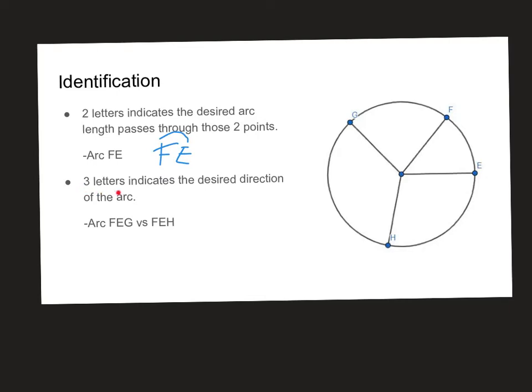However, 3 letters indicates the desired direction of the arc. So for instance, arc FEG would be arc FE and going all the way around to G. Whereas arc FEH would be the arc that runs from F to E and then to H.